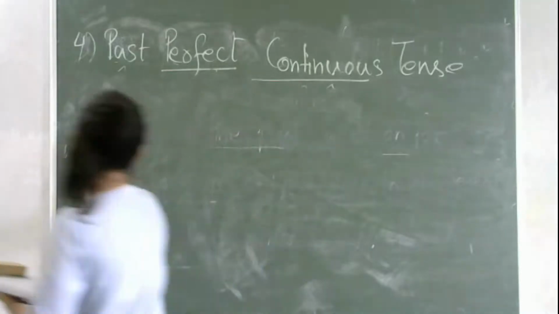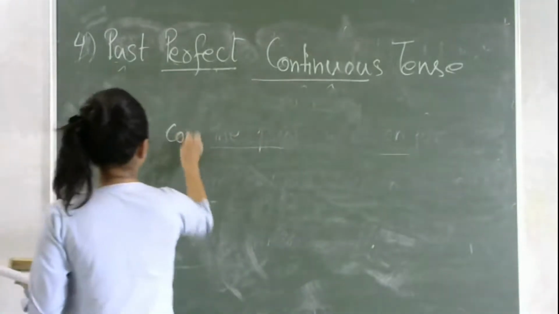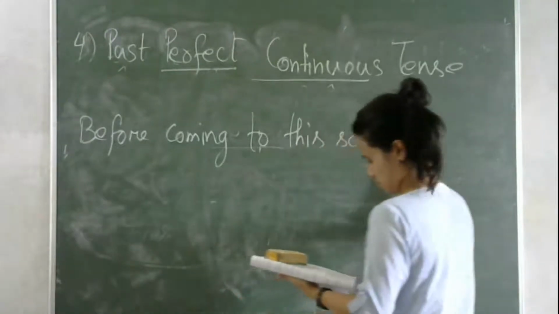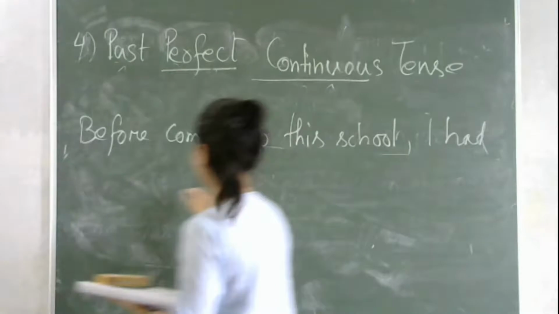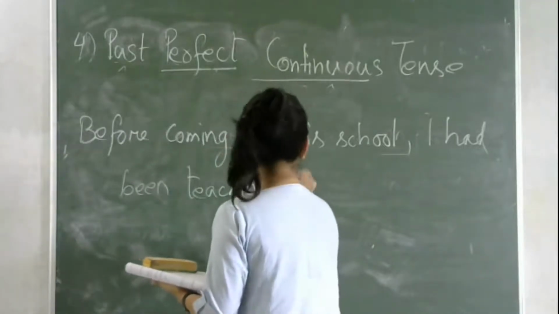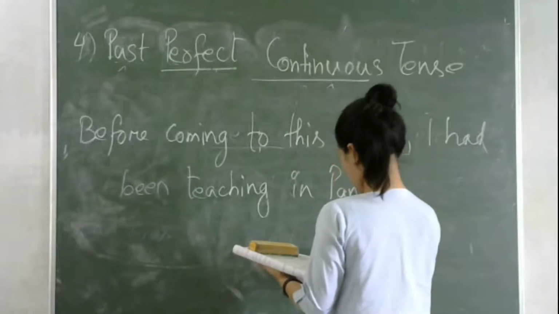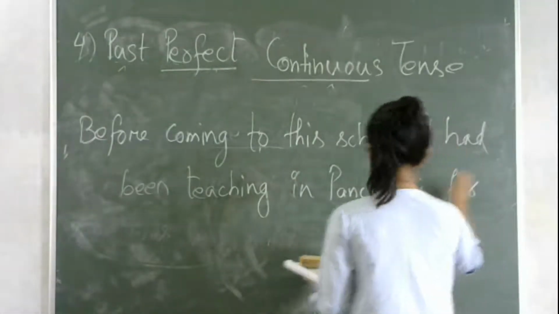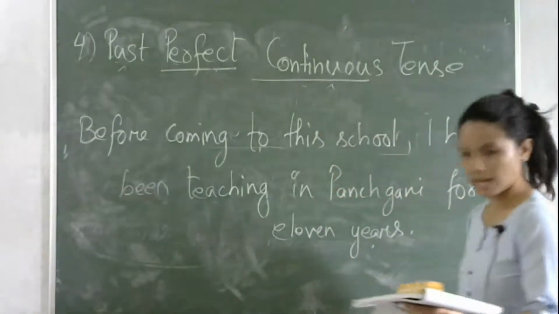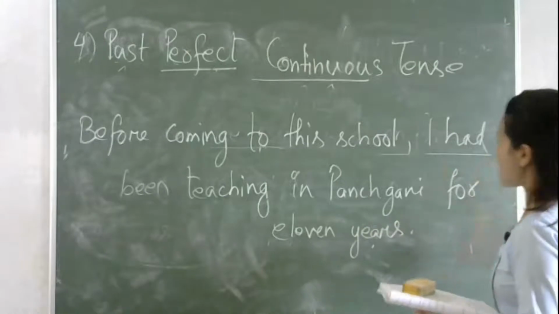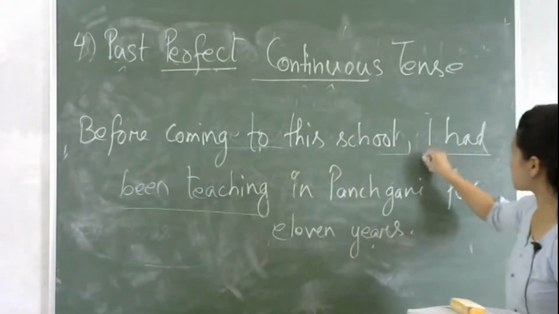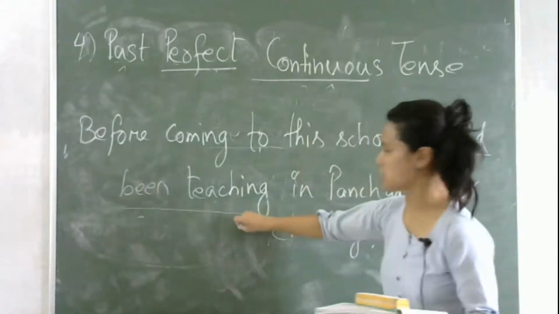Before coming to this school, I have been teaching in Panchgani for 11 years. So the highlighted words here are "I have been teaching." Can you see the formula that I gave you? Subject plus had plus been, subject plus had plus been, then the continuous form of the verb.